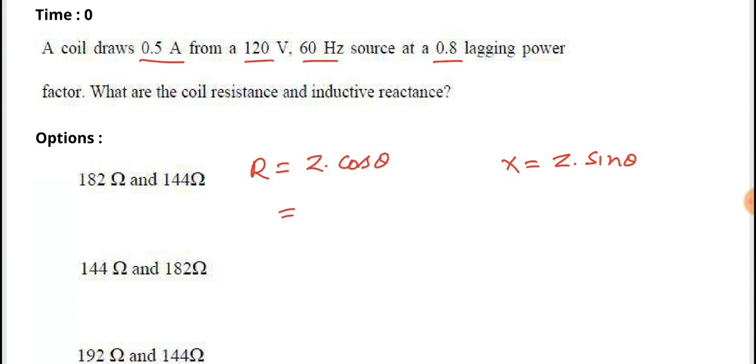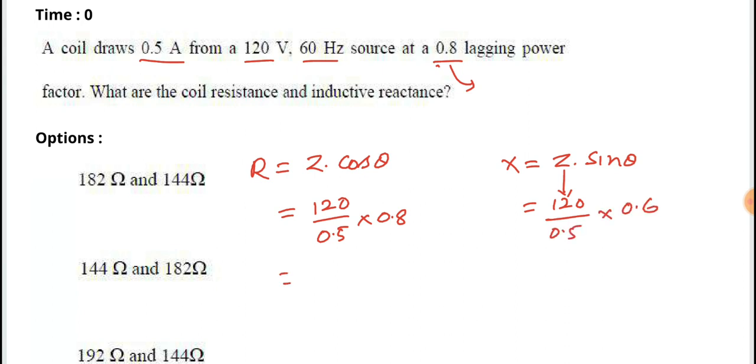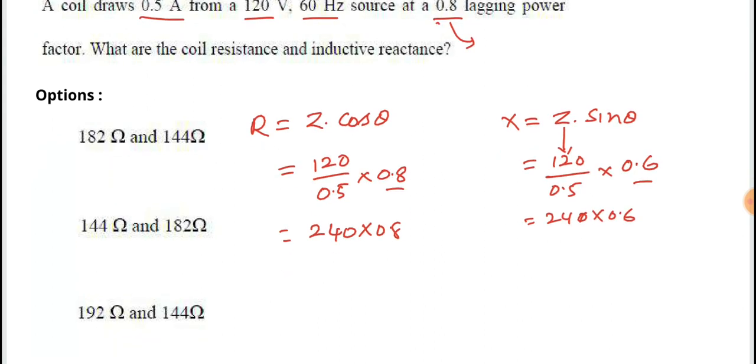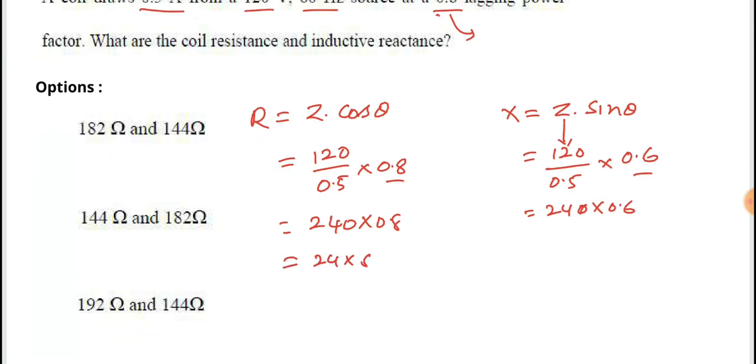What is the Z value? Z is nothing but total voltage 120 divided by 0.5, and the power factor is 0.8 as given. When we convert this power factor theta value into sin terms, Z I'll write as it is, 120 by 0.5, and sin theta will be equal to 0.6. You have to remember these simple values. Once you solve this, 120 by 0.5 is nothing but 240 into 0.8, and here also 240 into 0.6. Simply you can write 24 into 8 and here 24 into 6.